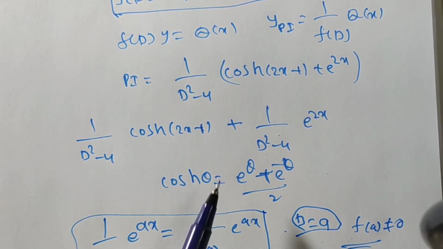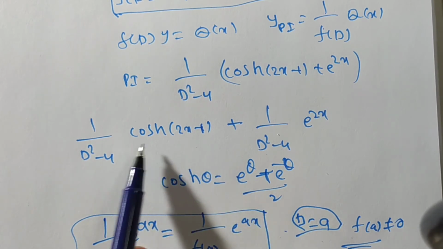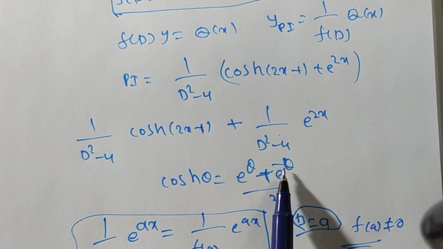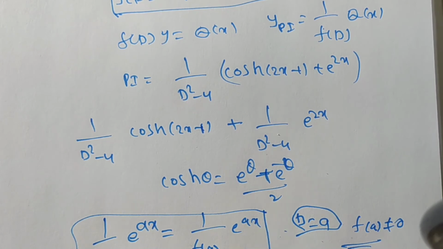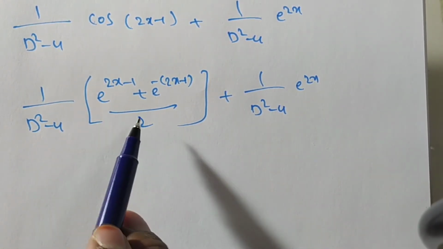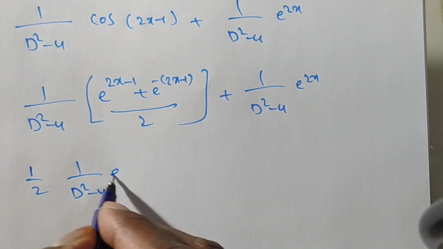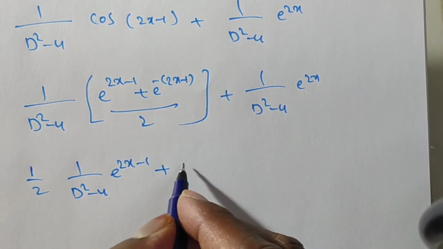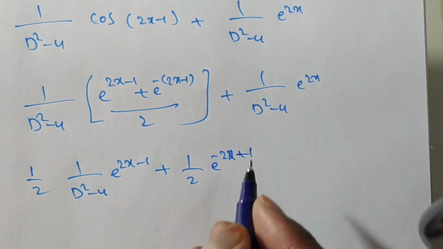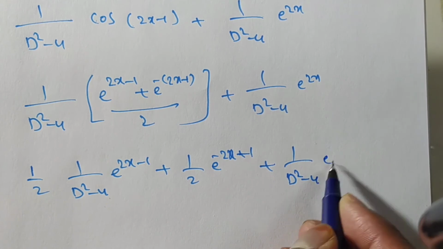For that purpose I am replacing this. So in place of theta what I have is 2x minus 1. So cosh of 2x minus 1 I can say is e to the power of 2x minus 1 plus e to the power of minus of 2x minus 1, divided by 2. So again it has two terms. Separate these two: then 1 by 2 times of 1 by D square minus 4 into e to the power of 2x minus 1, plus 1 by 2 times of e to the power of minus 2x plus 1, with 1 by D square minus 4 (I multiplied inside) into e to the power of minus 2x.